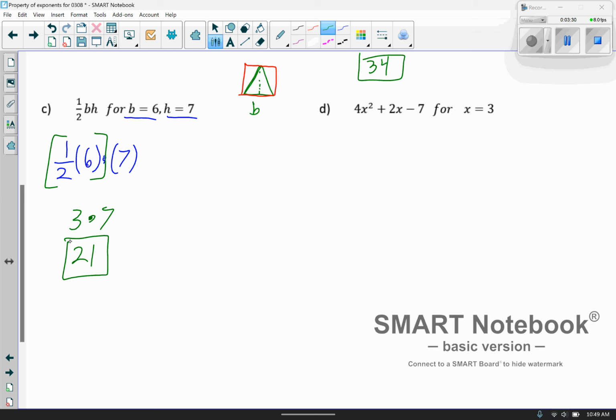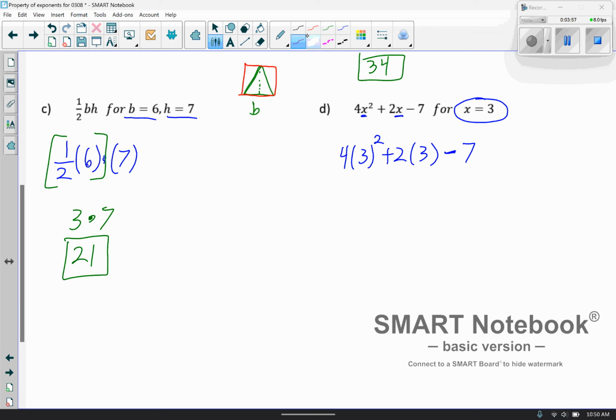Okay, my next one, what you'll notice is I have x actually appearing more than once. So I have 4x to the power of 2 plus 2 times x and then minus 7. And so we're going to substitute in 3 for everywhere we see x. So now it's going to be 4 times 3 to the power of 2 plus 2 times 3. And then we still have that minus 7. We don't want to forget about that.